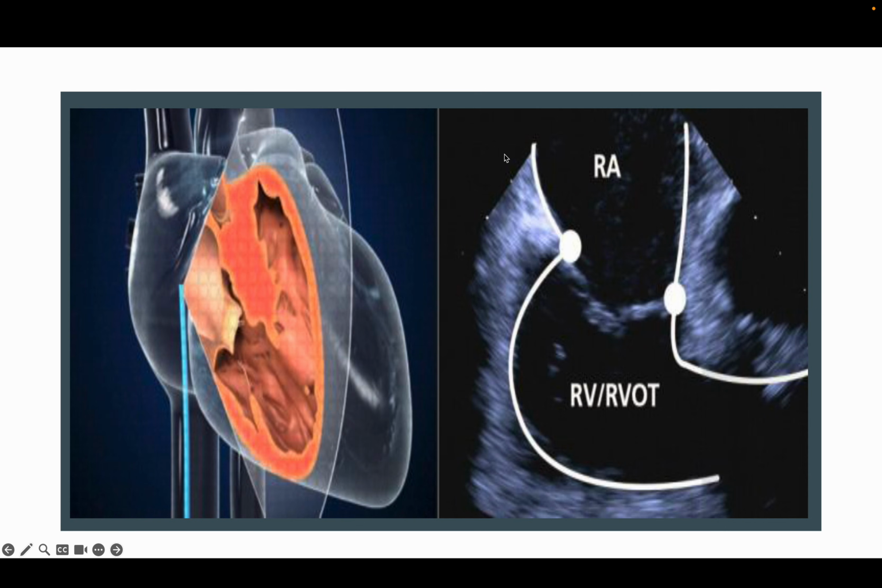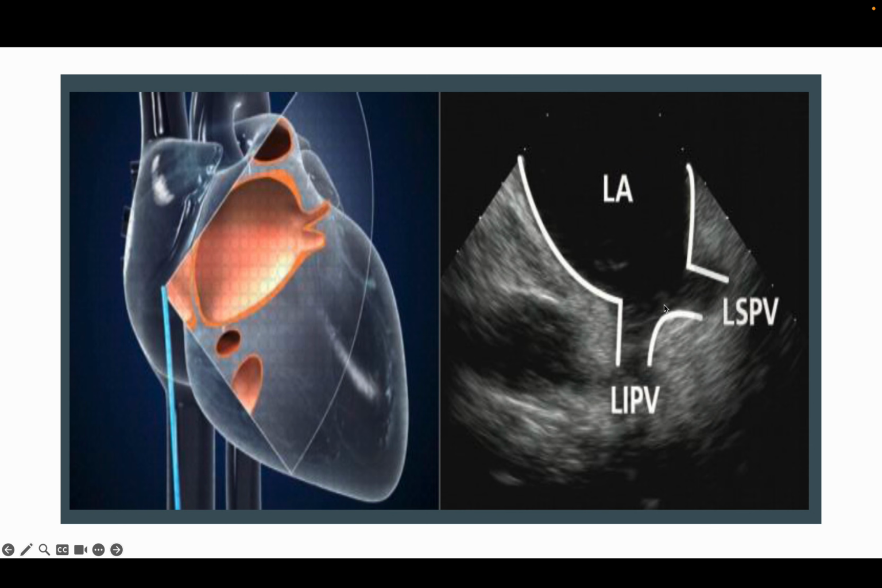Moving on, another view gives rise to the right ventricle, the outflow tract as well as the right atrium. Again, the right atrium is closest to the catheter. The tricuspid valve is seen very well here.